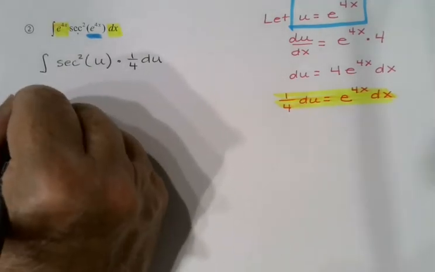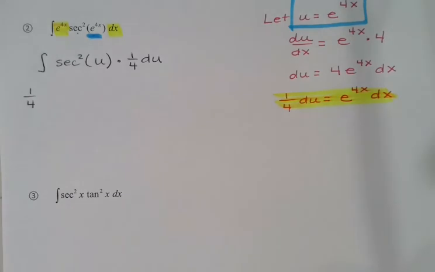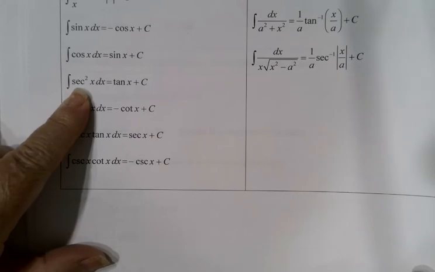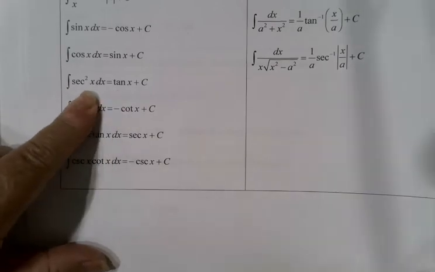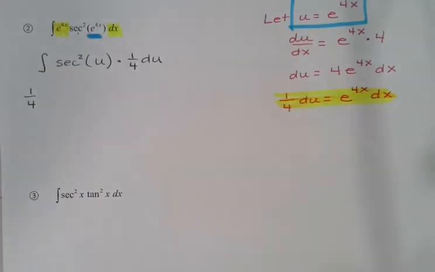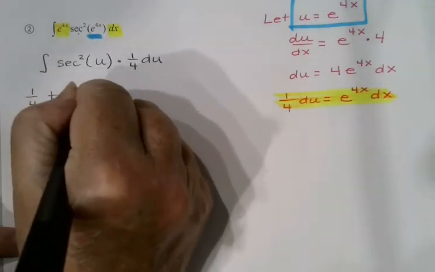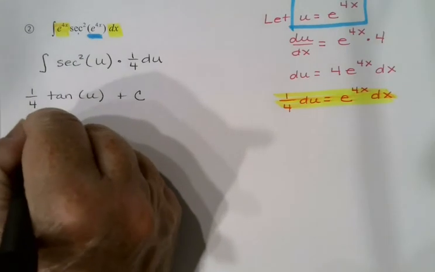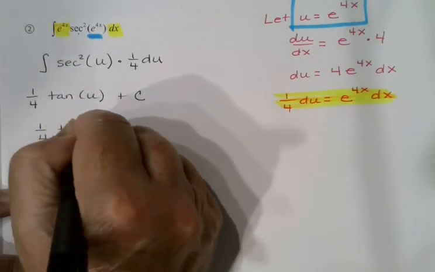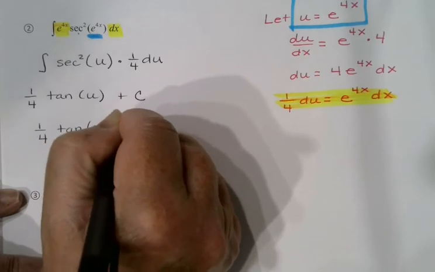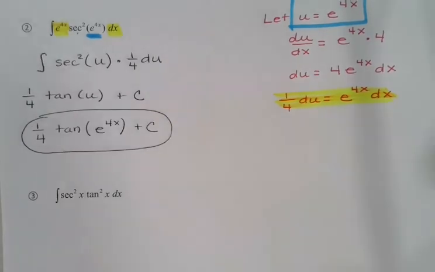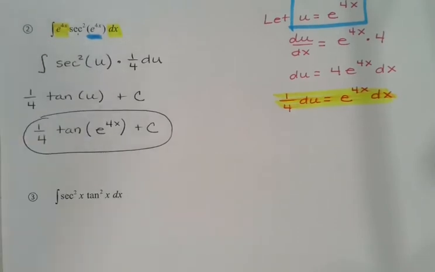All right, the 1/4 can be brought out in front of the integral. And then fortunately, secant squared u I can do, right? It's on my list here. The integral of secant squared x dx is tangent x. So for secant squared u du, I would have tangent u. The only thing left to do is plug back in for the u. That would be 1/4 times the tangent of e to the 4x plus c. By the way, on any of these, I would encourage you to check them by doing the derivative and verifying that you get back what you started with.